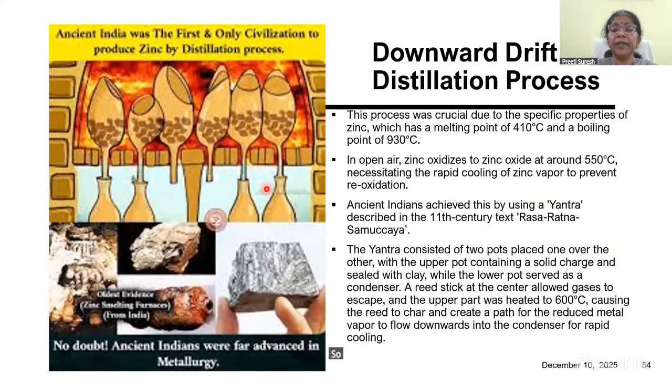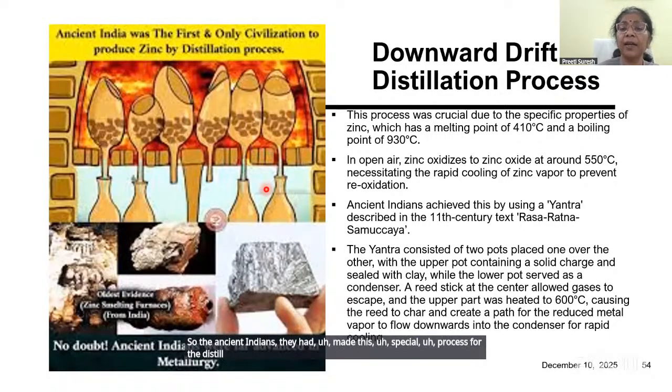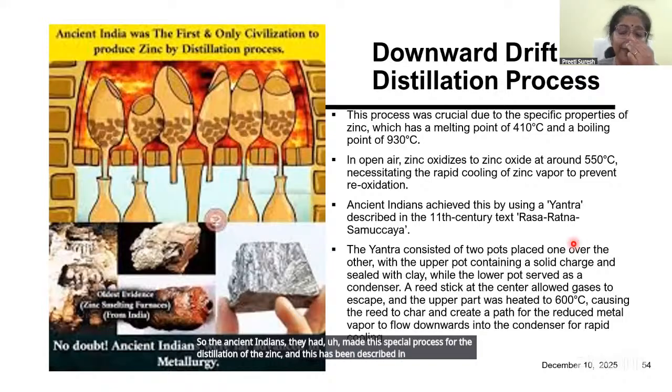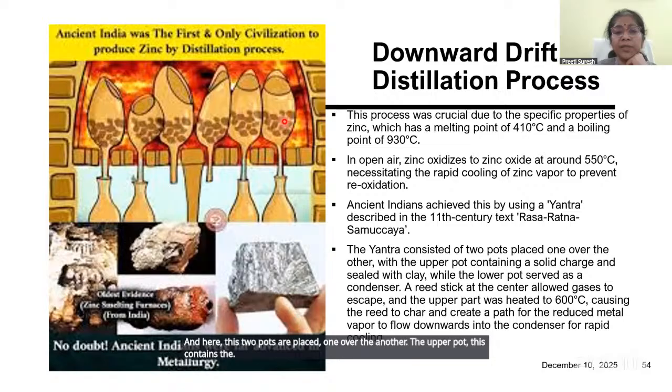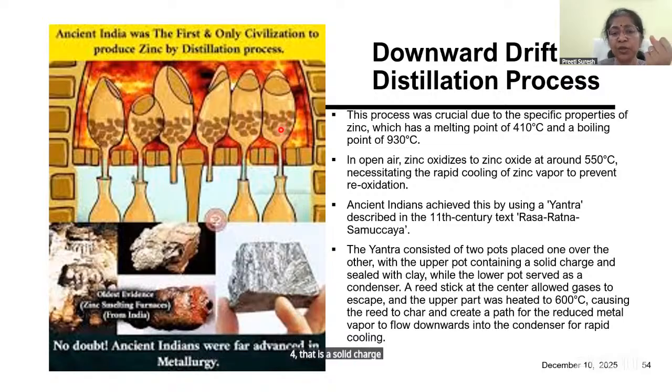So the ancient Indians made this special process for the distillation of zinc. And this has been described in a yantra in the 11th century text, Rasa Ratna Samuchaya. Here, two pots are placed one over the other. The upper pot contains the ore, a solid charge which is a source of zinc, and it is then attached to another pot which is placed below.